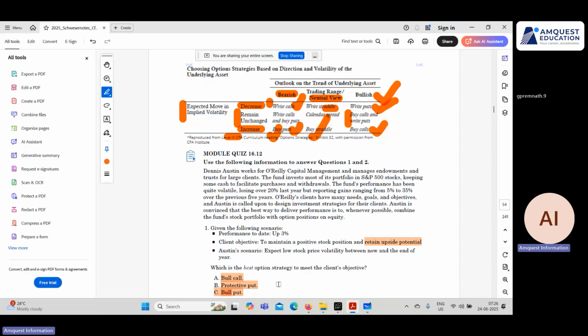So what does it say? The fund performance has been quite volatile, losing about 20% the last year, but reported gains from 5 to 35 over the previous 5 years. So since last year it has lost 20%. So I think the good way to go about this is to buy a put so that he can save his downside. Make sense? Makes sense.